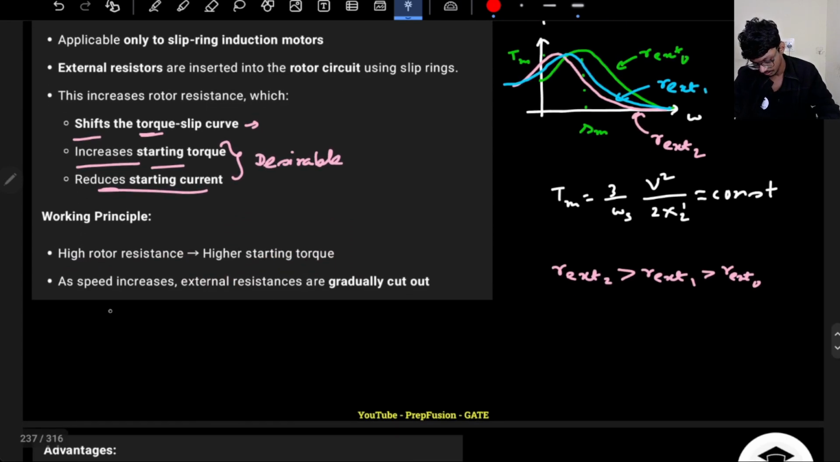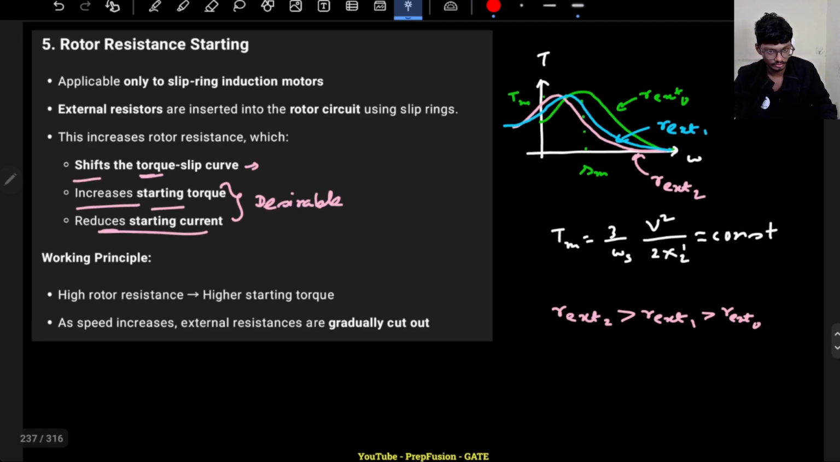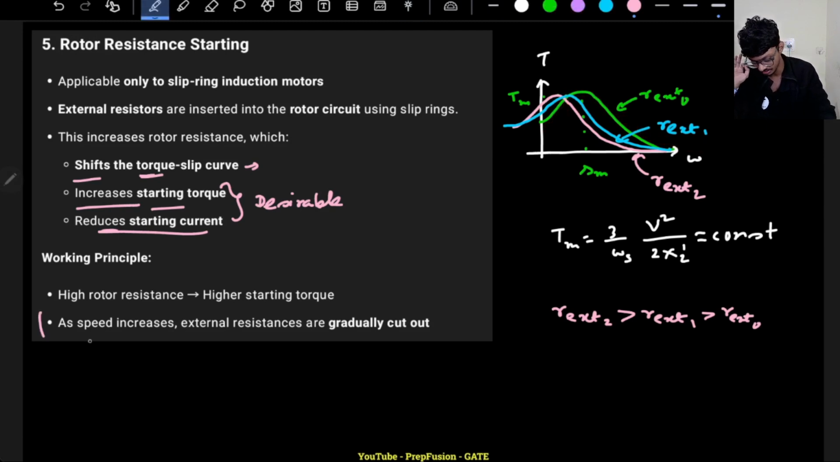Okay, so as the speed increases, the external resistance is gradually cut out. Initially we give external resistance to reduce the current. Slowly, gradually we remove the external resistance so that our torque speed curve does not change at full load. That is the basic procedure. But here again there are losses in the rotor, in the external resistance. What are the losses? 3 into I2 square into R external. That is the disadvantage of this method.